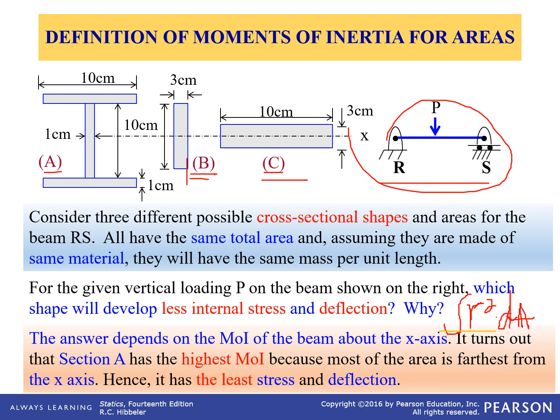Because again, I didn't write it very well, but here is r squared times dA, right? That's the formula for calculating the moment of inertia. So for the same dA, the A beam, this I-beam, always has the furthest distance r from the x-axis. So A will have the highest moment of inertia, which means it has a high resistance to stress and deflection. So it will develop less internal stress and deflection.